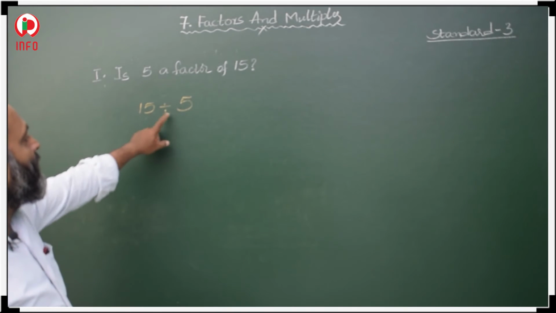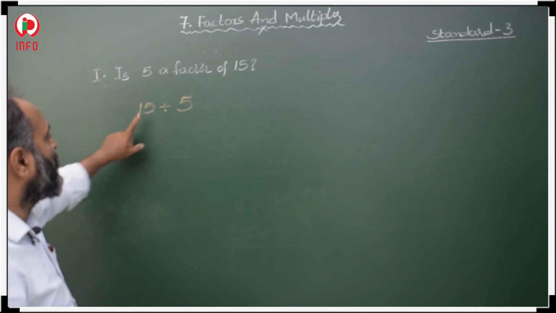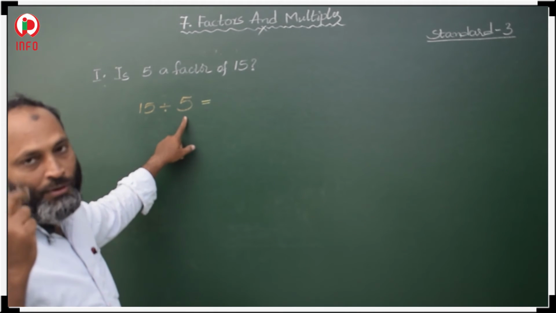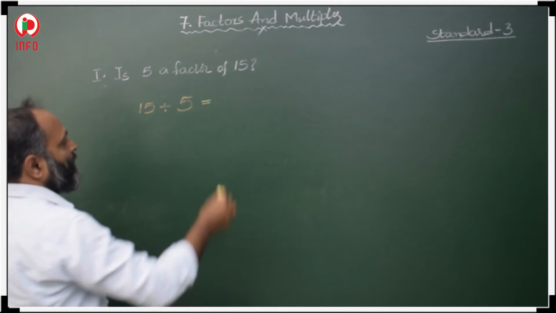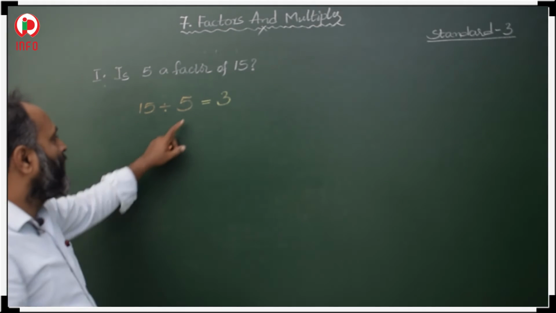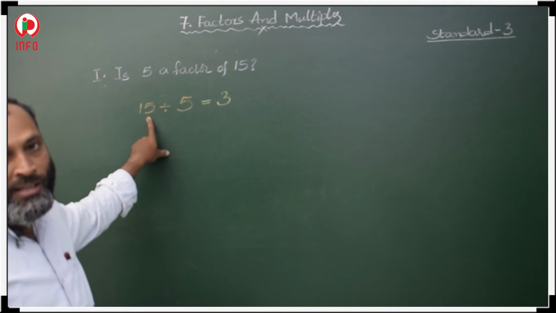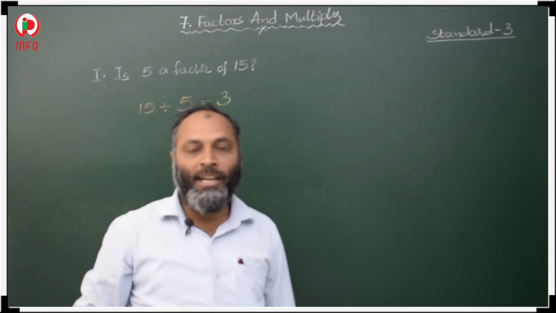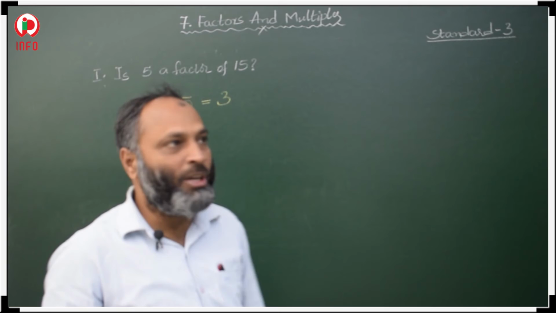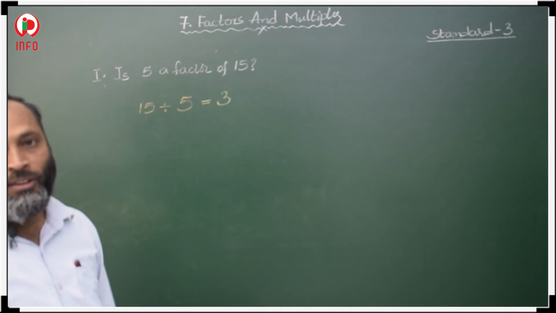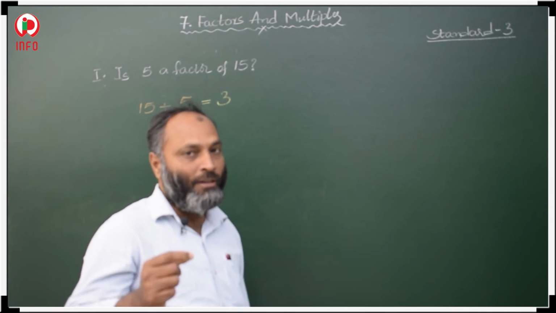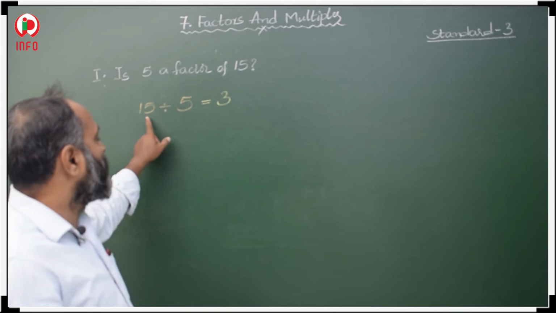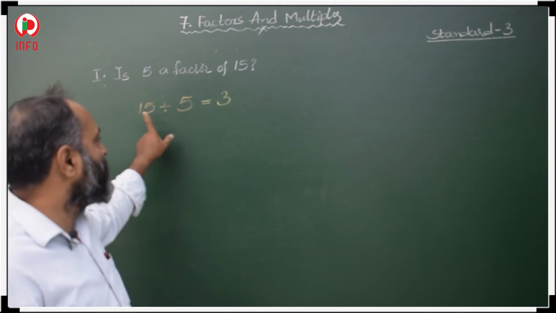If 15 divides with 5, then in the 5 table, when will you get 15? Once you read the 5 table: 5 1s are 5, 5 2s are 10, 5 3s are 15. You are getting exactly 5 3s are 15. So this 5 exactly divides 15 without remainder. That means 5 is a factor. Without remainder means the remainder should be 0, and that number should come in the table. So 15 is there in the 5 table. How?